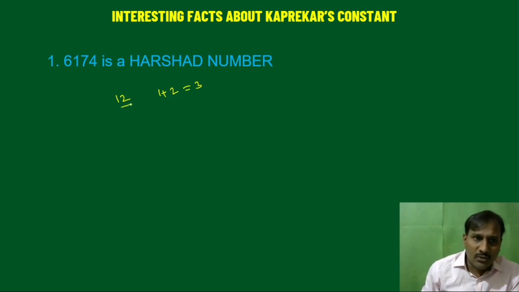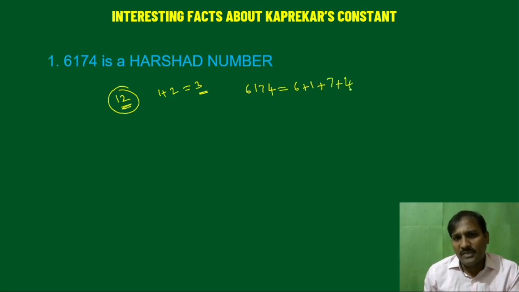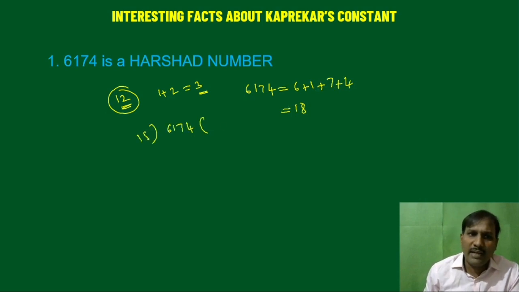So if 12 is divisible by 3, then 12 is called a Harshad number. So if a number is divisible by the sum of its digits, then it is called a Harshad number. So clearly, when you take 6174, what is 6 plus 1 plus 7 plus 4? So 7 plus 4, 11 plus 1, 12 plus 6, 18. So let us check whether this 6174 is divisible by 18 or not.